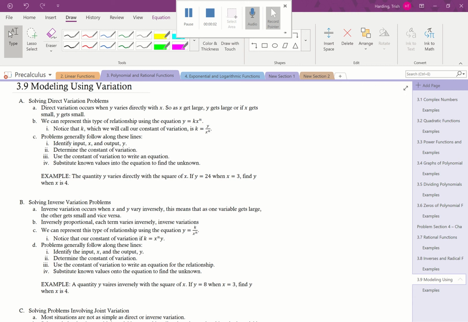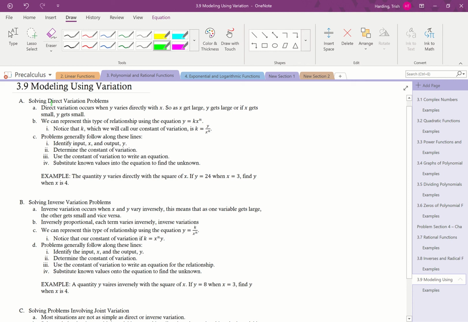Welcome to 3.9, Modeling Using Variation. So there are three types of variation: direct variation, inverse variation, and joint variation. The first type of variation we are going to cover is direct variation. Super exciting stuff. Direct variation occurs when y varies directly with x.